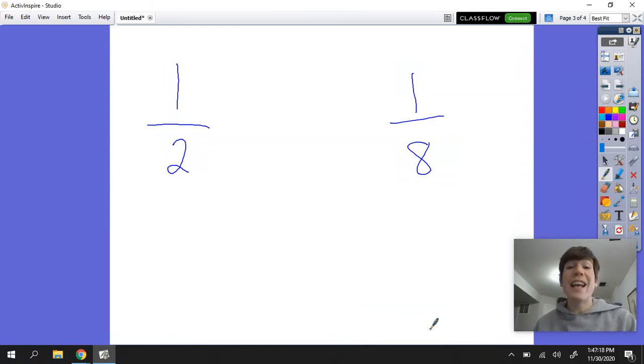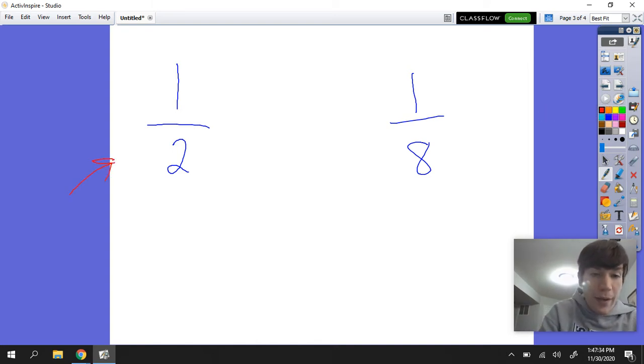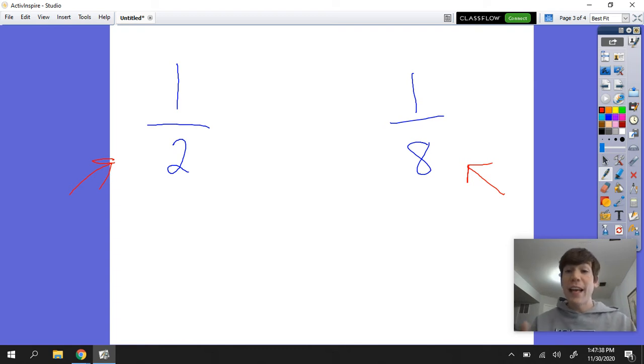So we're going to talk today about a strategy to compare two fractions when we have denominators that aren't the same. Now, you might already be able to look at these two fractions and be able to tell which is bigger. By looking at the denominator, you'll notice that here we have a denominator of 2, here we have a denominator of 8, and our numerators in this case are both 1.